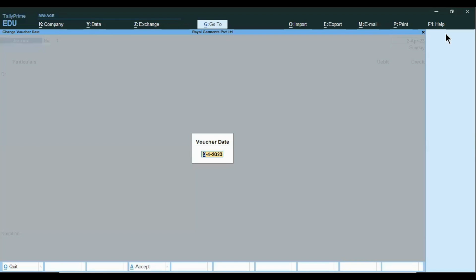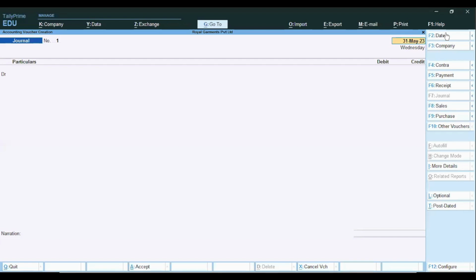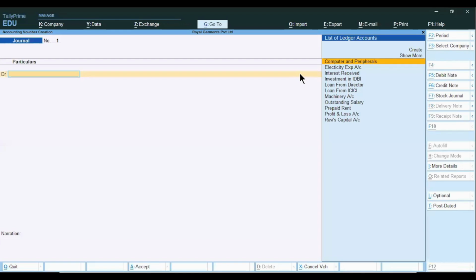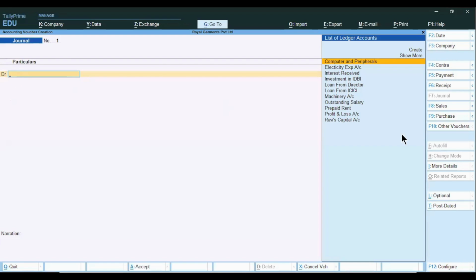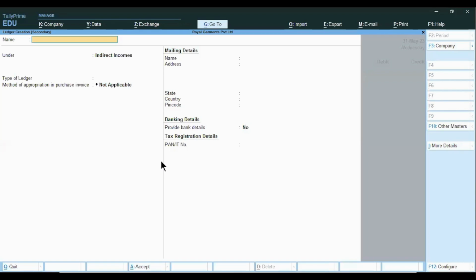As we are in the educational mode, we can only enter the date 1st, 2nd and 31st of the month. The rest of the dates we cannot enter through educational mode. If you have the licensed version, you can enter any voucher date. But at present, I have this educational mode. So I am entering 31st of May 2023. Enter. So our transaction is depreciation account debit to machinery account. So debit will go to depreciation ledger and we don't have that ledger. We will create the ledger by pressing Alt C.